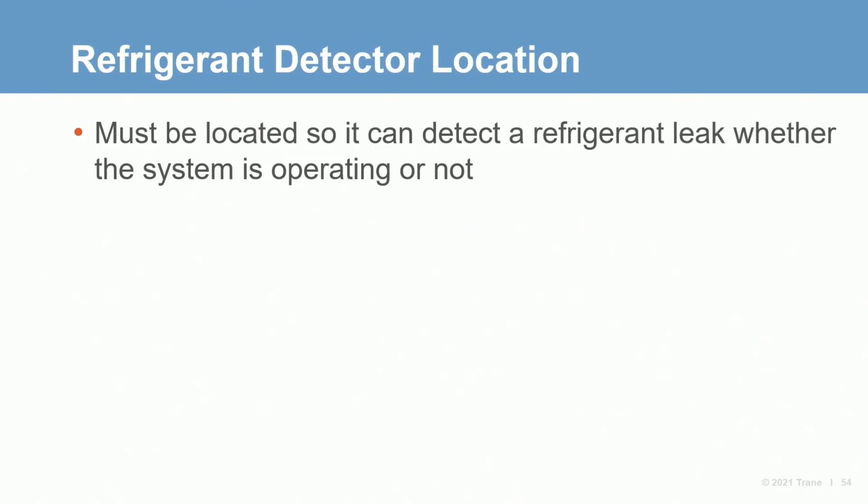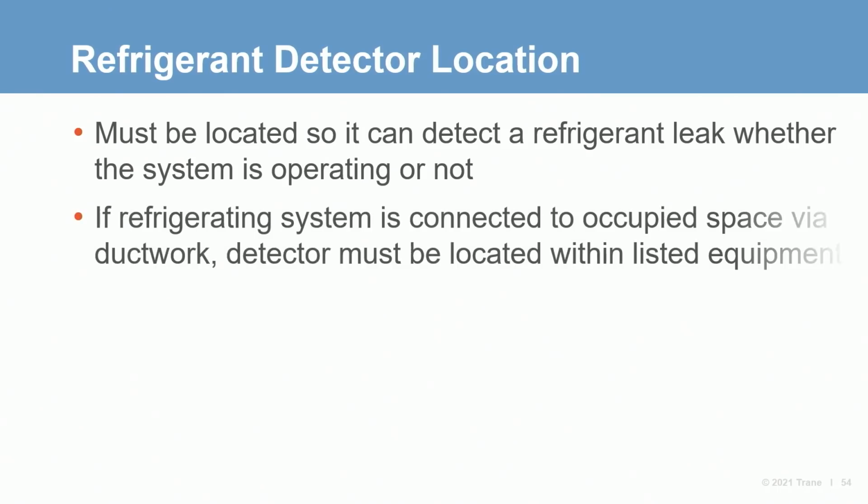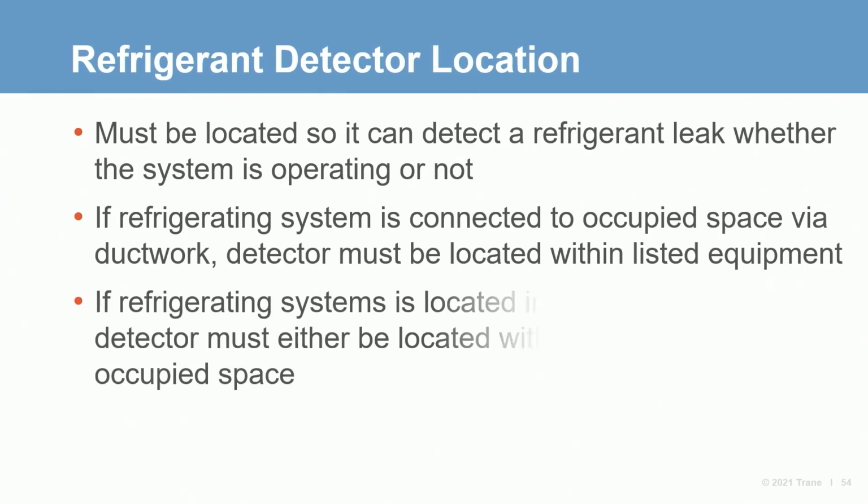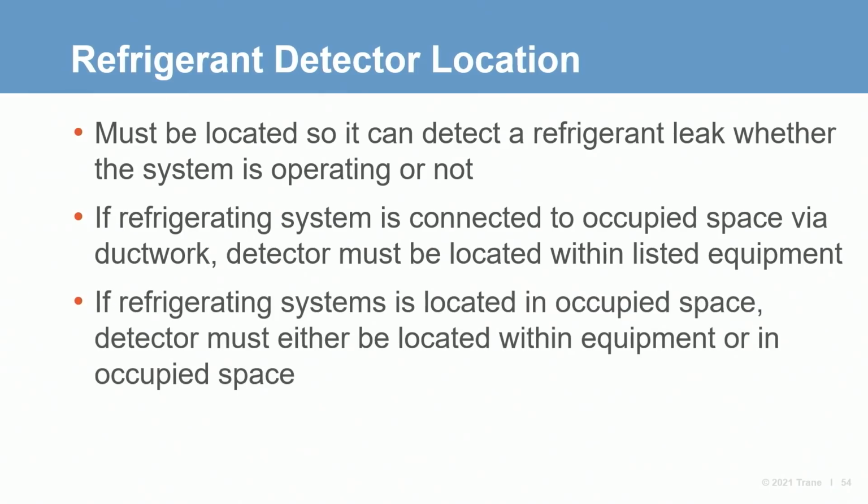When required, this refrigerant detector must be located so that it can detect a refrigerant leak whether the system is operating or not. For refrigeration systems that are connected to the occupied space via ductwork, the detector must be in the listed equipment. However, for systems that are located in the occupied space without ductwork, the detector may be in the equipment or the occupied space.